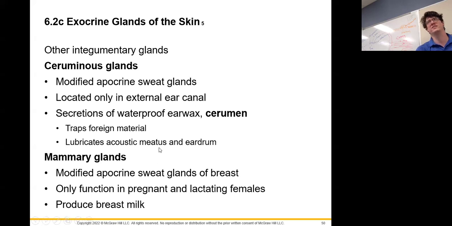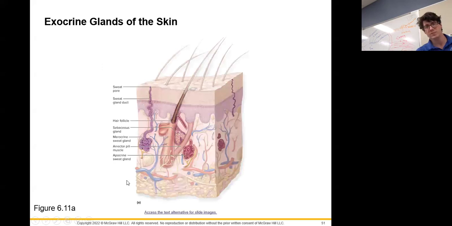Now, there are other glands in our integumentary system, but these are by and large very, very small. Our ceruminous glands in our ears, and then mammary glands. We'll talk more about those in the reproductive system. But here we have an apical sweat gland, and then we have an eccrine sweat gland right here. Sorry, apical sweat gland here. So eccrine is here, and then apical here.